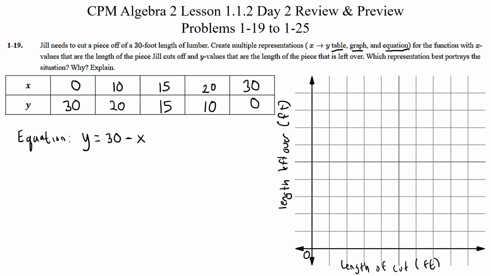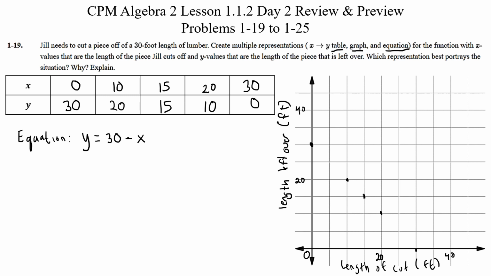Because I'm going up by fives in both directions, I'm going to count by 5: 5, 10, 15, 20, 25, 30, 35, 40. Do the same thing here. So when I cut off 0 length, I'm left with 30. 10 gives me 20. 15 gives me 15. 20 gives me 10. Then 30 gives me 0.